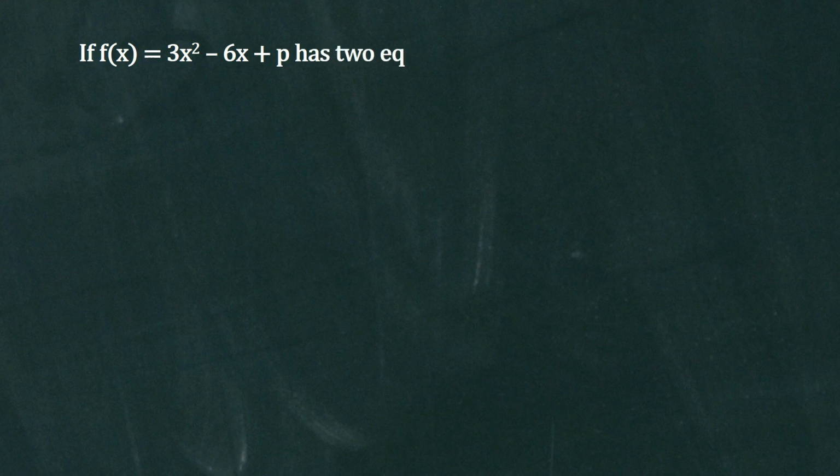We are given a function f(x) which reads 3x squared minus 6x plus p. We are told that it has two equal roots. We are required to find p, a constant.